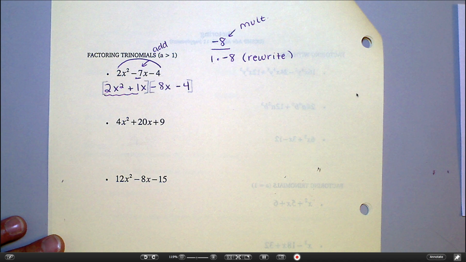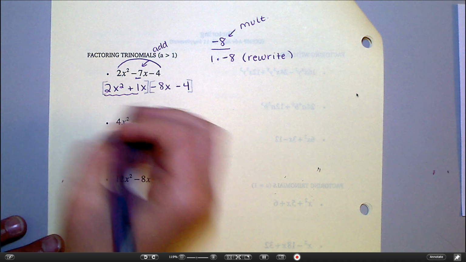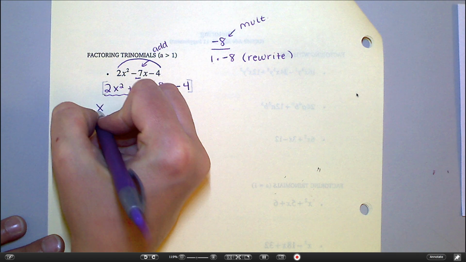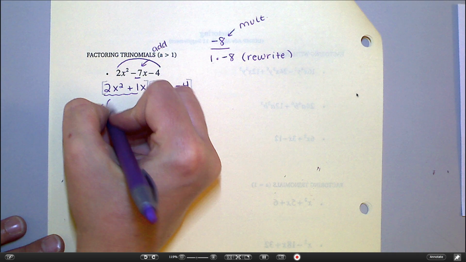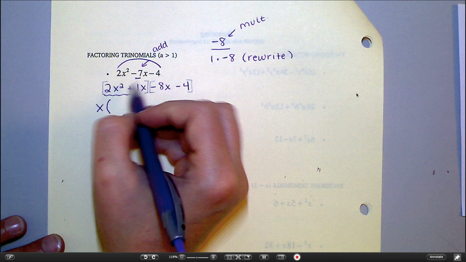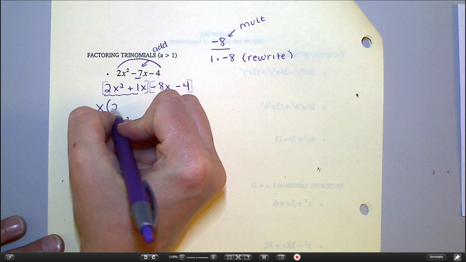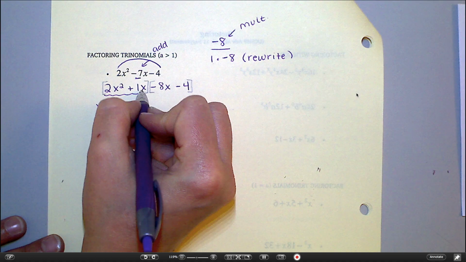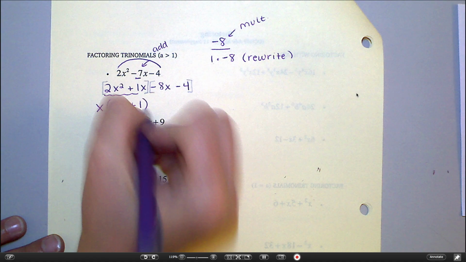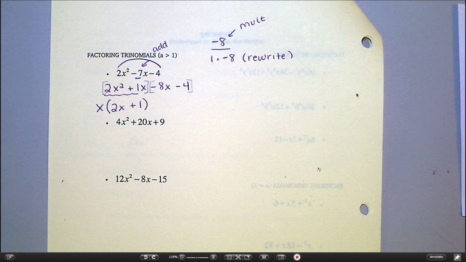And then what I want to do is look at these two and look for a GCF. What can I pull out of both of them? What do they have in common? Well, they each have an x in common. Okay. And then I want to say what would be left over after I took that x out. Well, here I would have just a 2x. And here I would have just a 1. Okay, so that's GCF factoring like we were doing the other day.